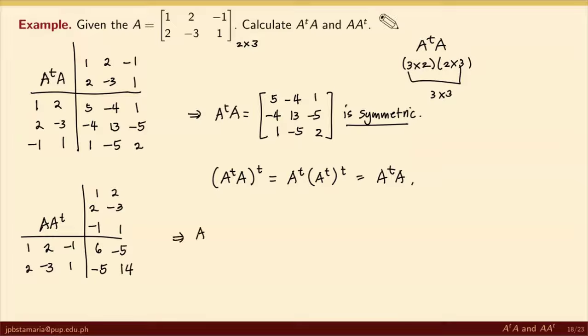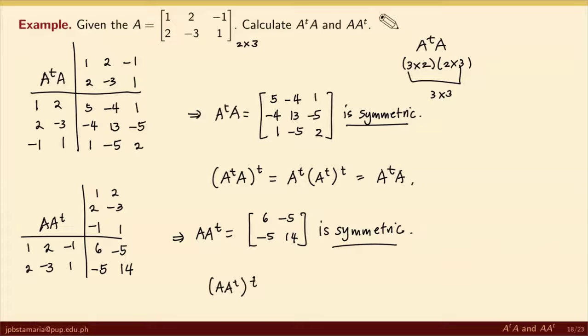As you can see, AA transpose is now a 2 by 2 matrix. Hindi naman nakakagulat din yun, no? And it's also symmetric, using a similar logic to the previous one. Yeah. So these are some of the things that we have observed. Same thing, kasi if you take transpose of AA transpose, you also get this as a result. You get AA transpose still.